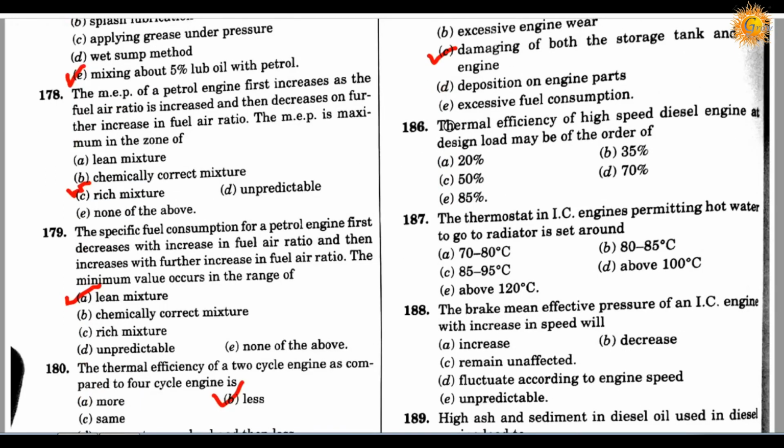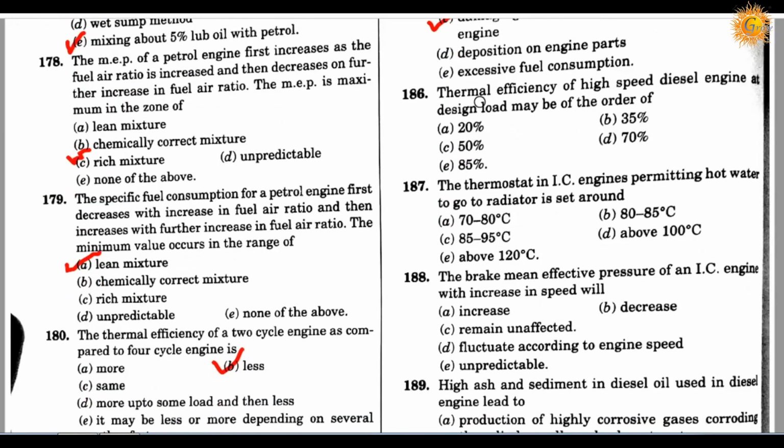Question number 186. Thermal efficiency of a high speed diesel engine at design load may be of the order of: option A, 20%; option B, 35%; option C, 50%; option D, 70%; and option E, 85%.